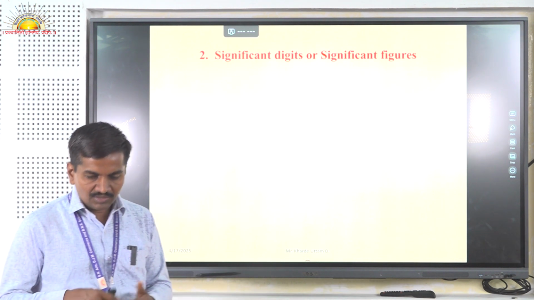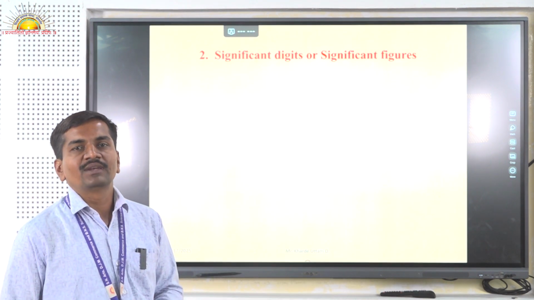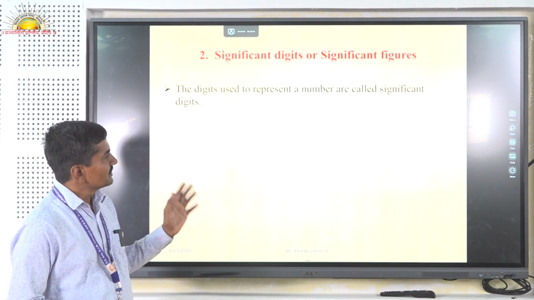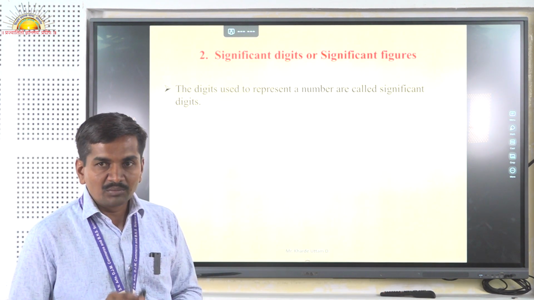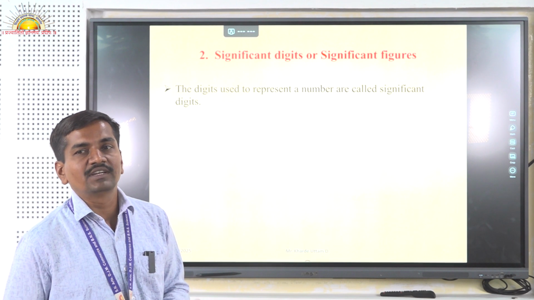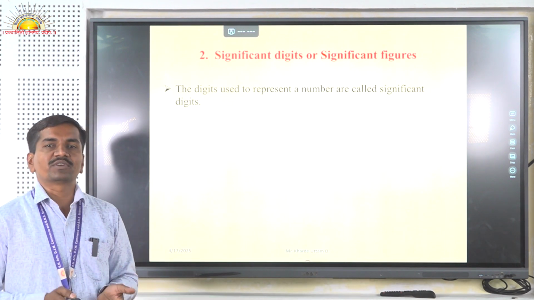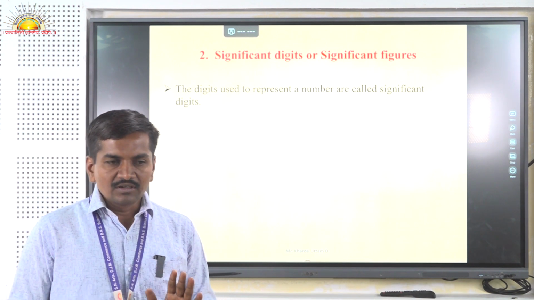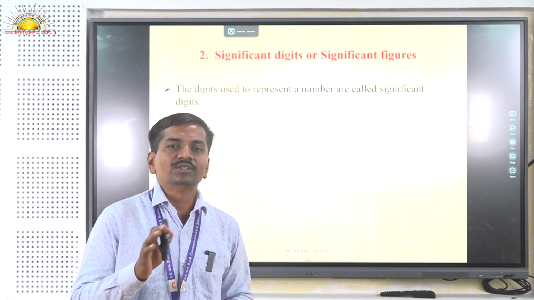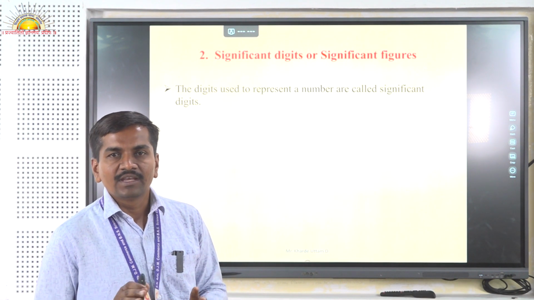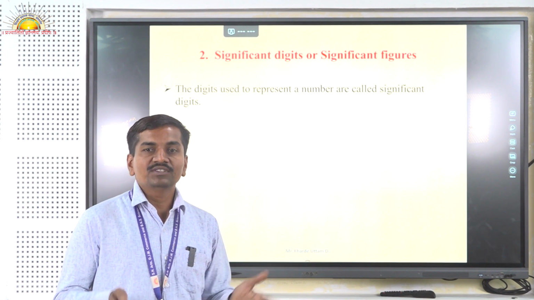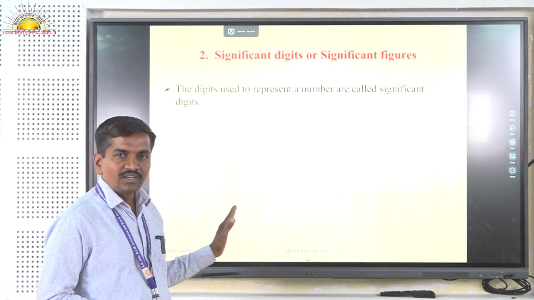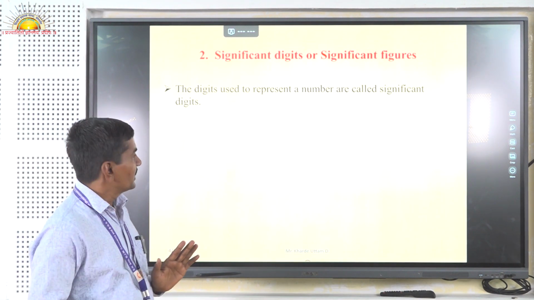Another important phenomenon in numerical calculation is significant digits or significant figures. So what is a significant digit? The digits which are used to represent a number are called significant digits. That means the digits 0, 1, 2, 3, 4, 5, 6, 7, 8 and 9 are the digits which are used to represent any number, and in numerical calculation we call them significant digits.